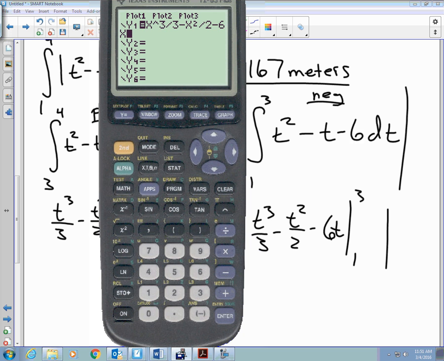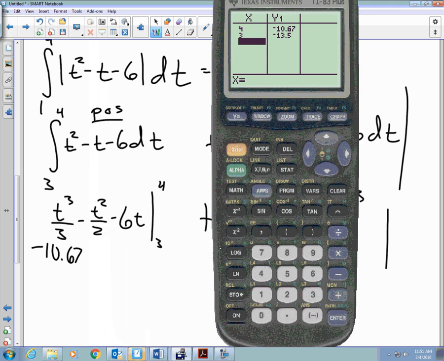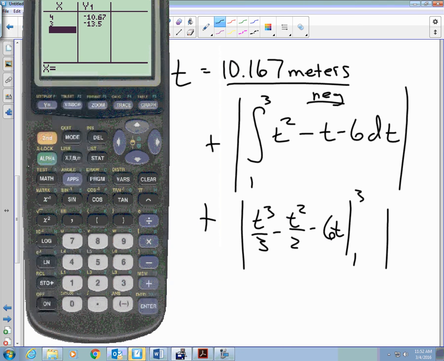And table set will go into ask. And in my table, I'm going to generate values of 4 and at 3. So negative 10.67 minus negative 13.5. And then over here, I'll evaluate at 3, which we said was negative 13.5. And then if you plug in 1, you get negative 6.16.